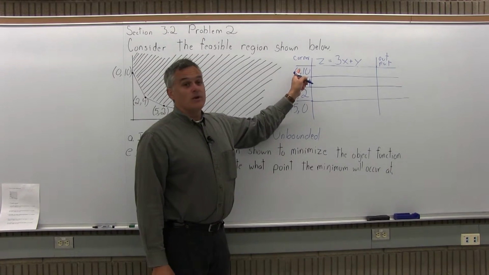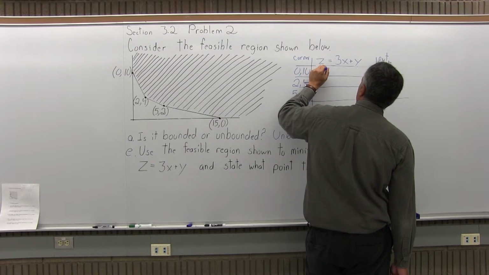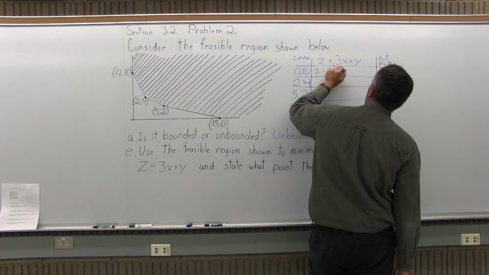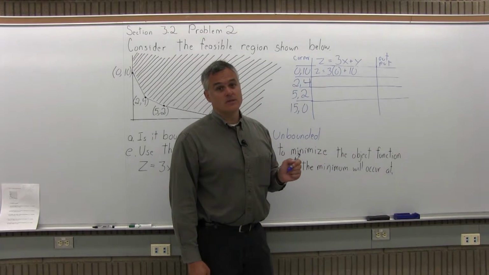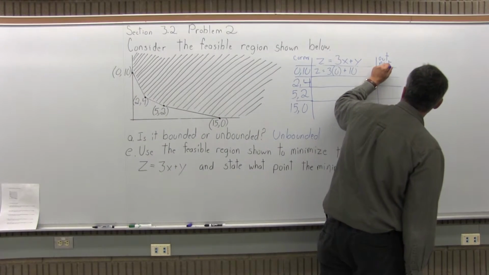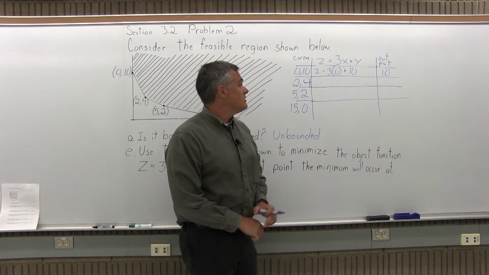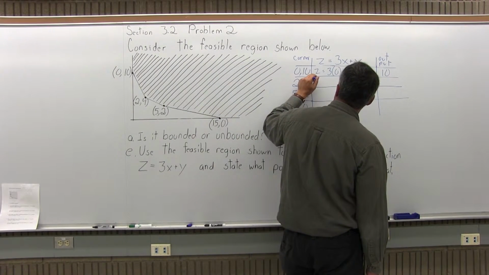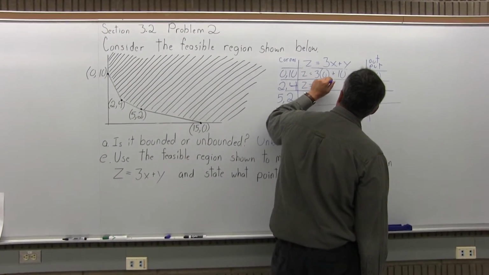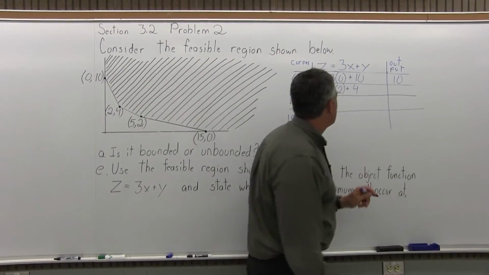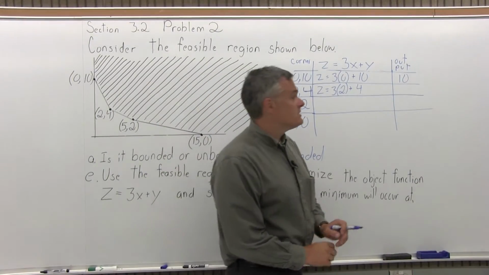The first corner point that I want to try is 0, 10. So x is 0 and y is 10. So z equals 3 times x becomes 3 times 0, plus y is plus 10. So 3 times 0 is 0, and 0 plus 10 is 10. The next corner point is 2, 4. So x is 2 and y is 4. And when I put that in the objective function, I will get z equals 3 times 2, plus 4. So 3 times 2 is 6, and then 6 plus 4 more is 10.